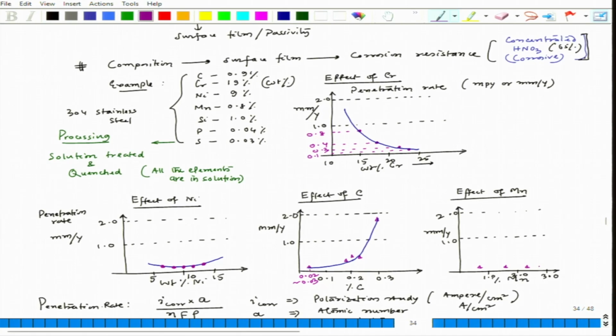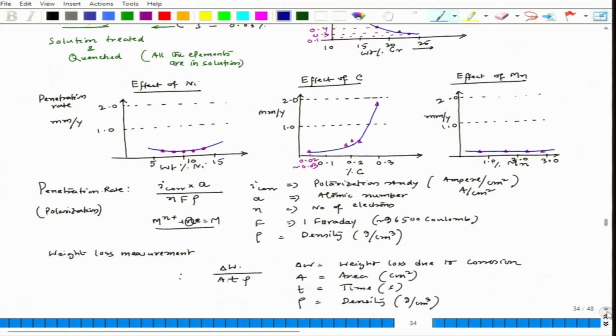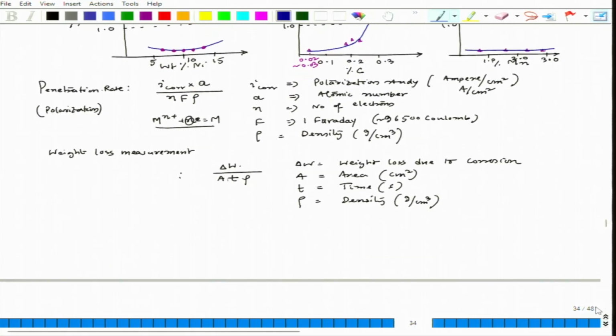So, with a little extra manganese, we can have a very little variation in the corrosion rate. Again, the trend line would be almost flat. That means the effect of manganese on the corrosion behavior of 304 stainless steel is limited.